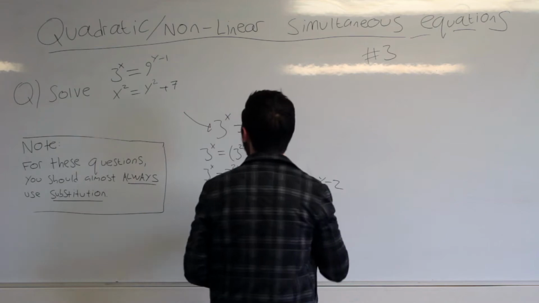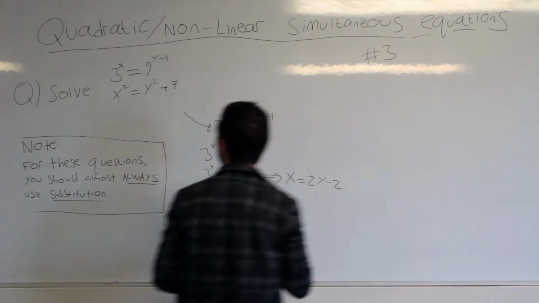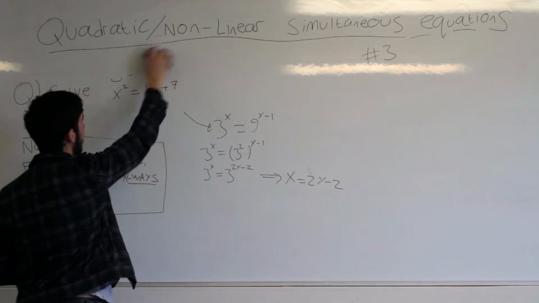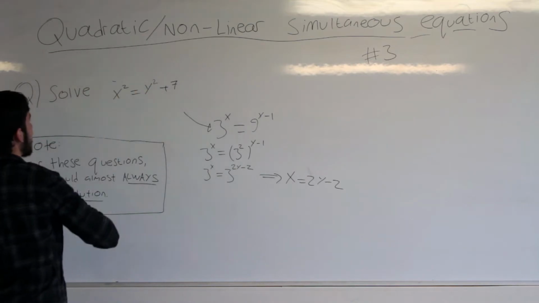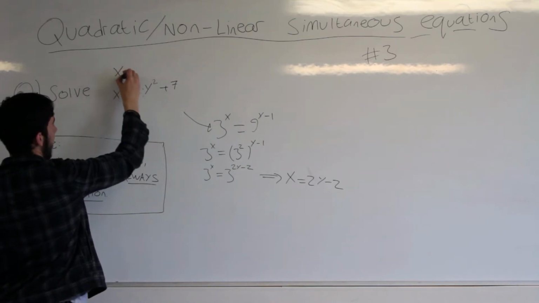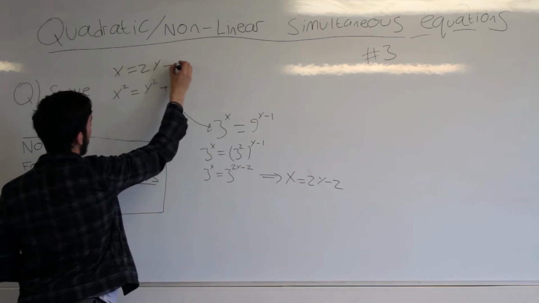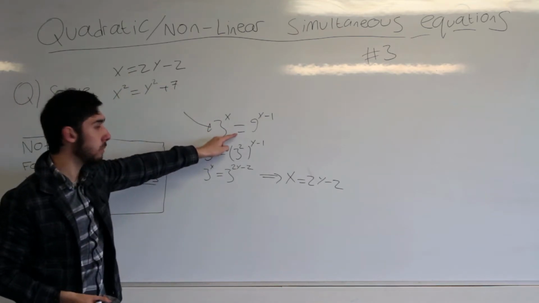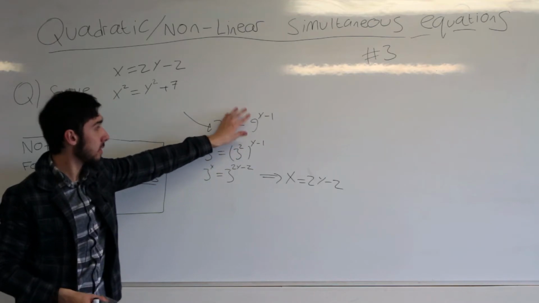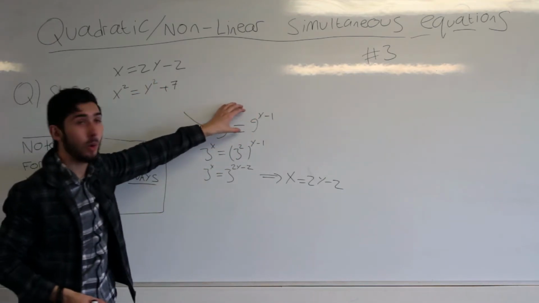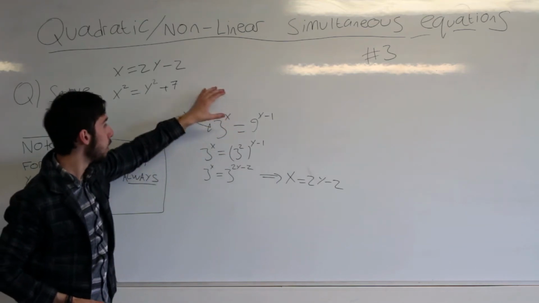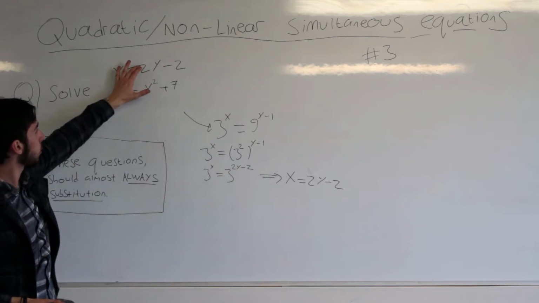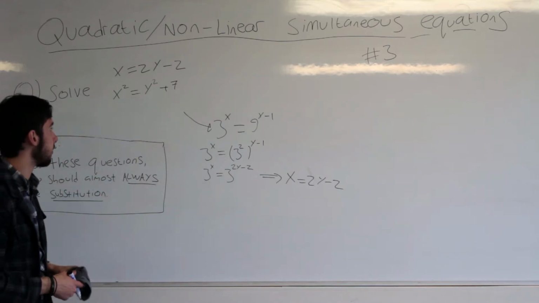So if you are still with me, we're going to have the simultaneous equation. I will rub this out. This is now the simultaneous equation. x equals 2y minus 2. That's our first equation. This equation is the same thing as the original equation. I know it doesn't look like it, but this represents the same line, the same graph, the same everything. So we're just substituting it. This is our first equation. Our second equation is x squared equals y squared plus 7.